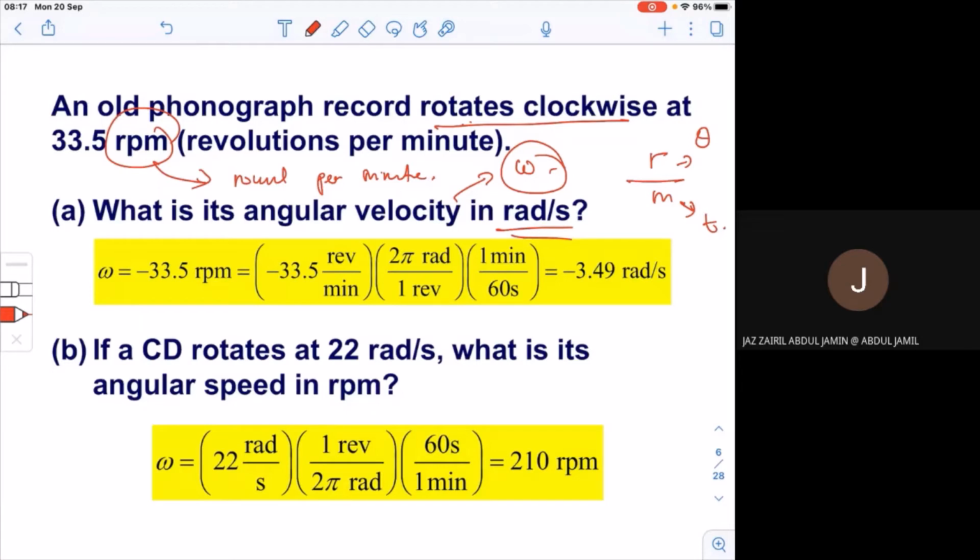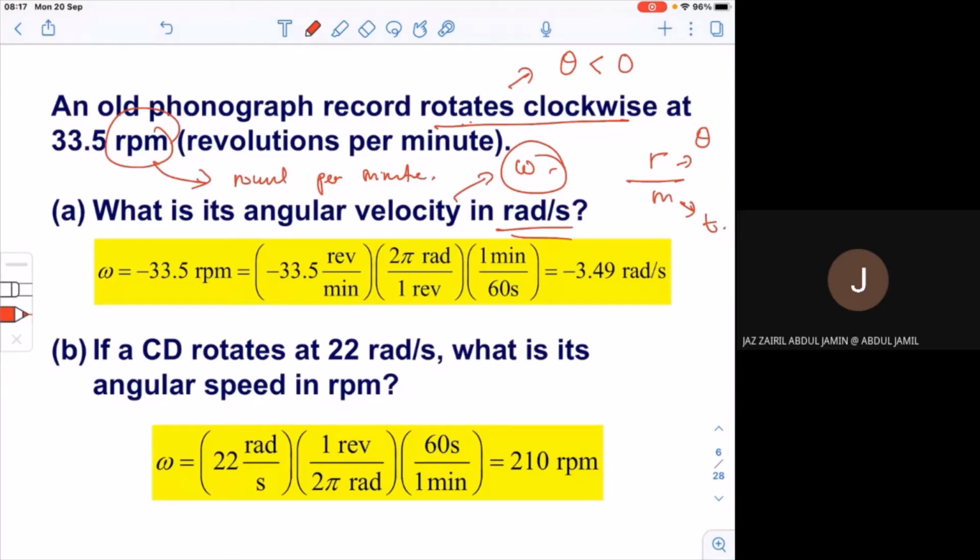Not in round per minute, but in SI unit. Its SI unit is radian per second, so you need to convert it to radian per second. Remember, negative 33.5. Why negative? Because the phonograph rotates clockwise. That means theta is below 0, because when it rotates clockwise, theta will be less than 0. So you need to get it negative.